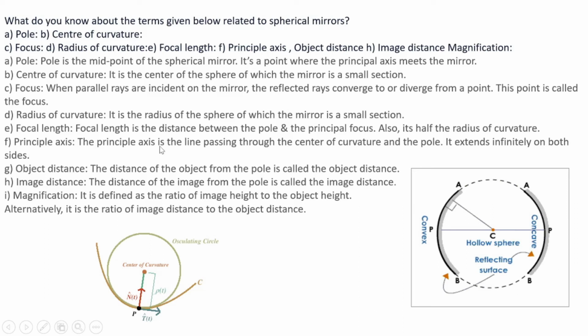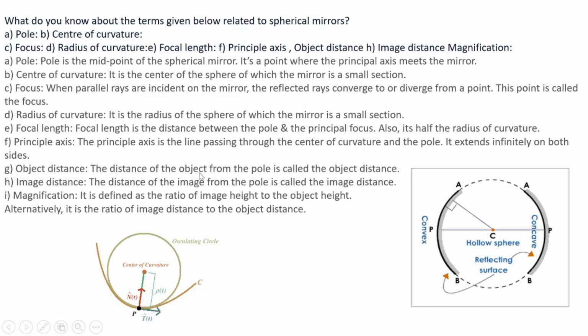Principal axis. The principal axis is the line passing through the center of curvature and the pole. This line, which is passing through the pole and the center of curvature of the spherical mirror, extends infinitely on both sides. Infinitely. So that is called the object distance.